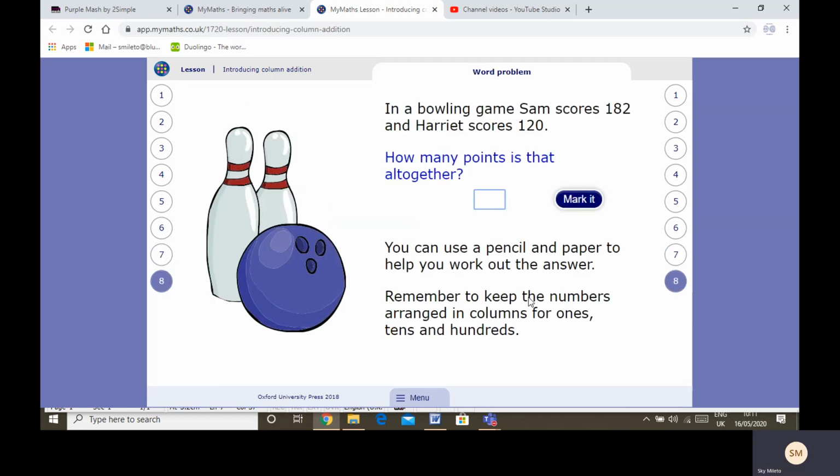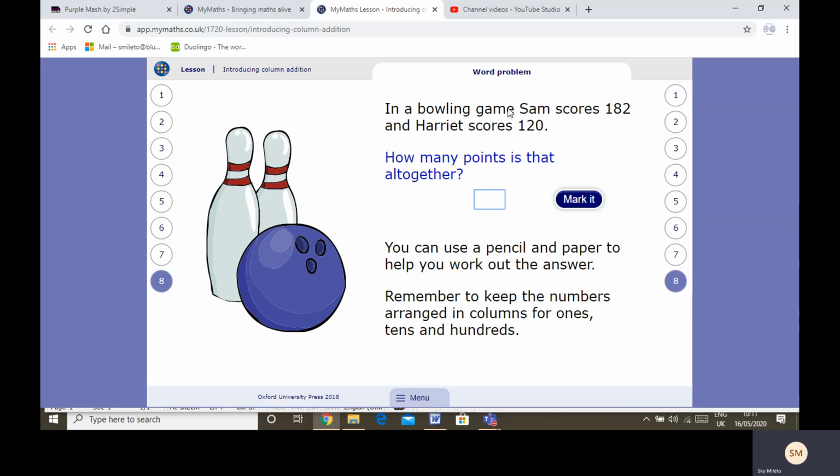Okay. So this is a worded problem. You could use paper and pencil to help you answer it. In a bowling game, Sam scores 182 and Harriet scores 120. How many points do they have altogether? So you might want to write this as a column addition, or you might be able to do it in your head. I'm going to write it down to check it.